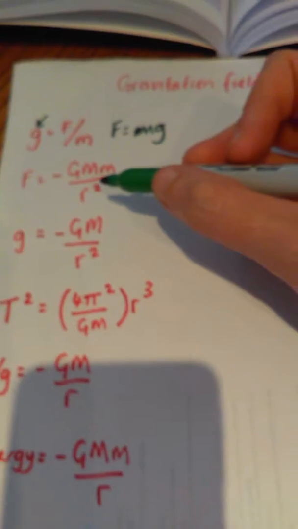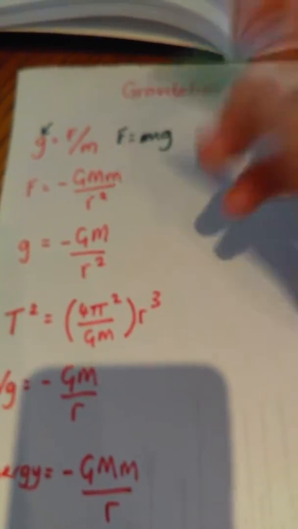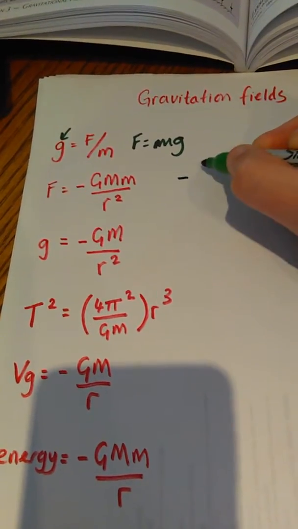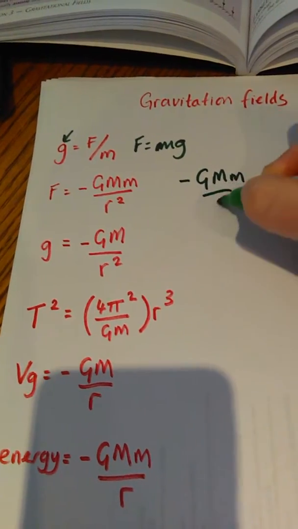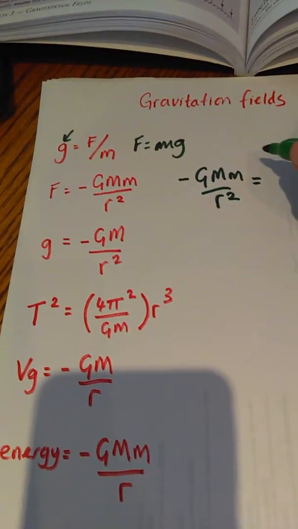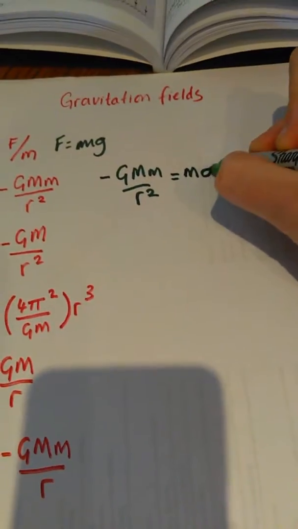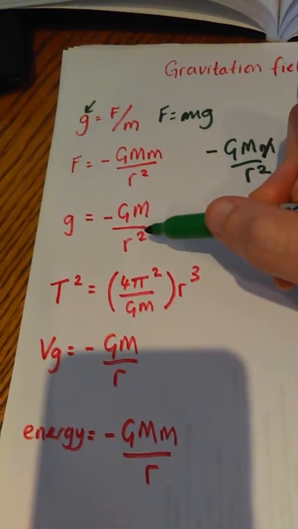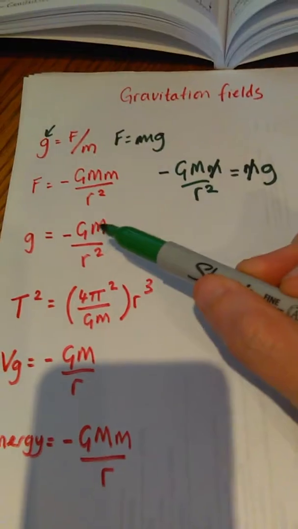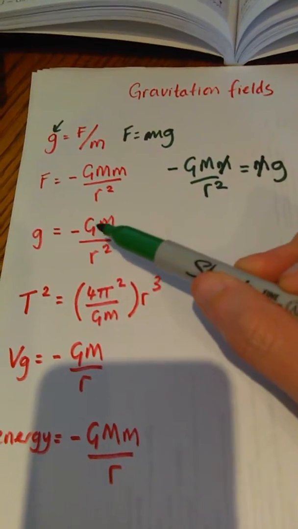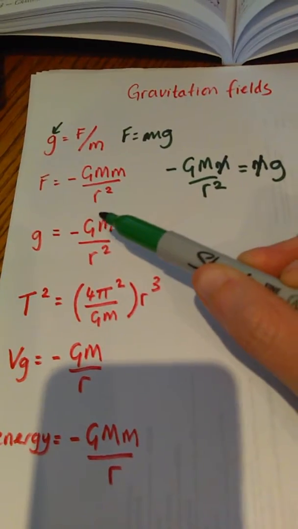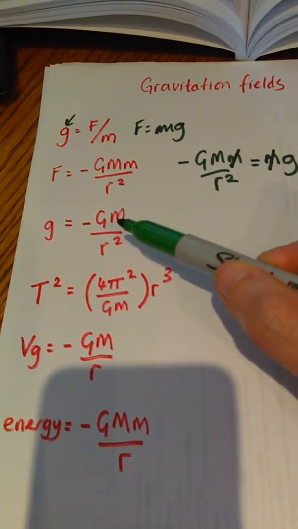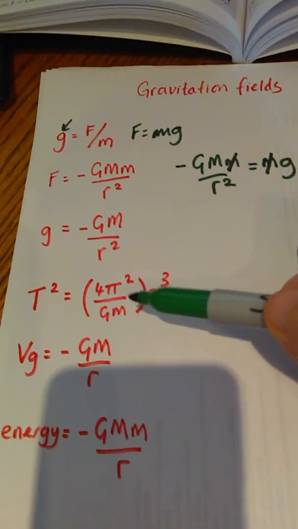Now, what we can do is, if we have this equation and we have this equation, you can set them equal to each other. So you'd find minus GMm over r squared is equal to mg. If we do that, the masses cancel out, and you end up with g is equal to minus GM over r squared. This M here might be the mass of the Earth, if we were wanting to work out the gravitational field strength around the Earth.